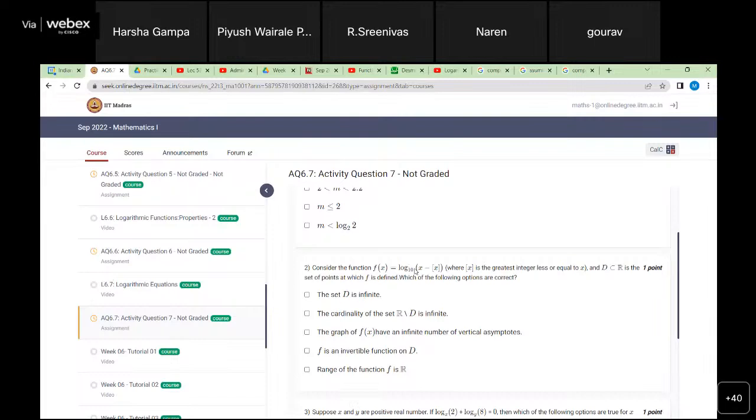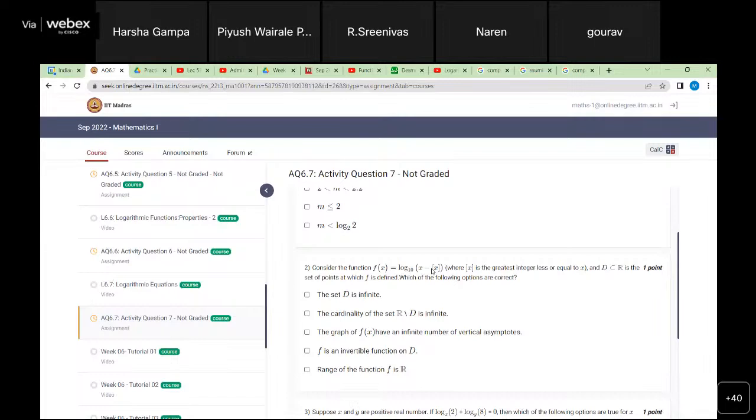For example, if we take x as 3.66, then 3.66 minus 3 is 0.66, right? Log of 0.66 is less than 0, that is a negative value, right? So the range can also be negative, right?